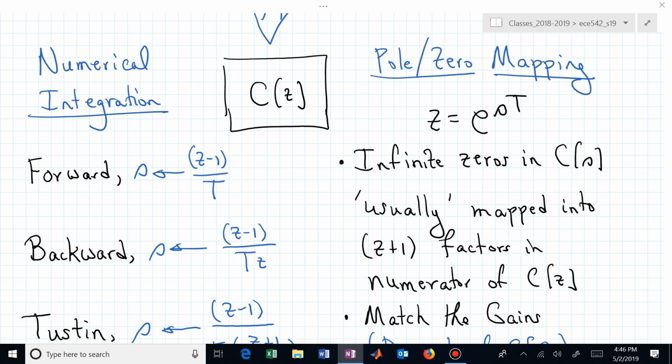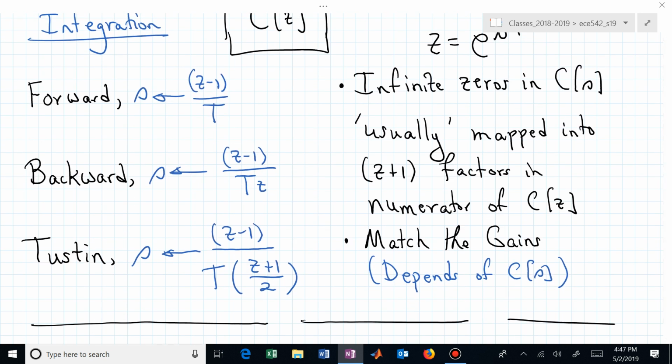It does influence, because now if you had z plus 1 squared versus z plus 1, if you're matching gains at DC, you've now changed the scaling factor that k is going to need to be in your DC gain computation. Yes, it will influence the gain that you might need, and what gain you match will depend on the shape or the behavior of C(s).